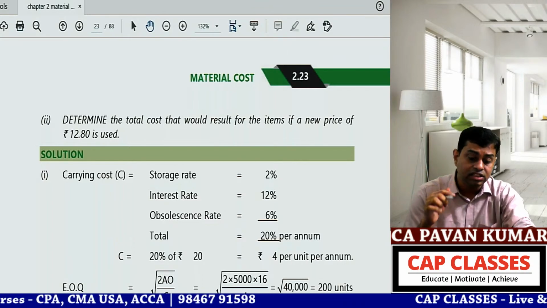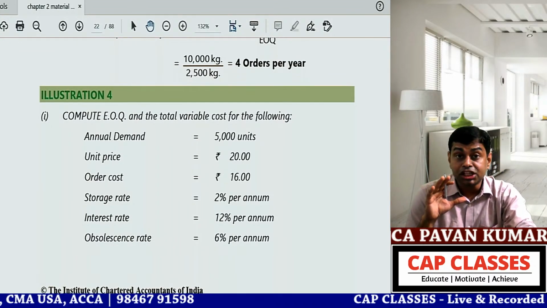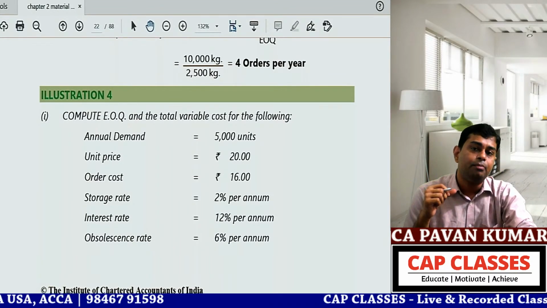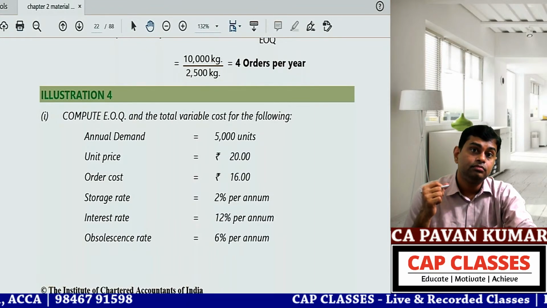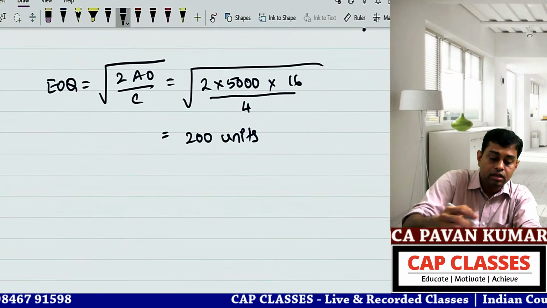What is the present price? Present purchase price is 20 rupees. If it is changed to 12.8, what will happen? That is what they are asking. If it is changed to 12.8. Okay, now look here.